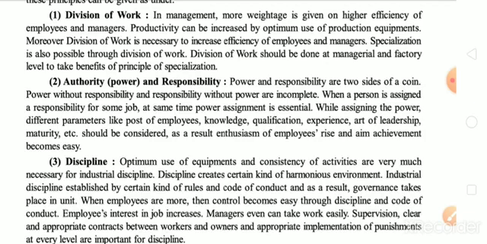In the second principle of management, we discussed that authority and responsibility are two sides of a coin, and whenever we are awarding anyone with responsibility, we should give them power so that they can get work done from others, and it will be beneficial to complete the task within a certain time period. And while assigning the power, we have to take care about different parameters like post of employee, knowledge, qualification, experience, art of leadership, maturity, etc.